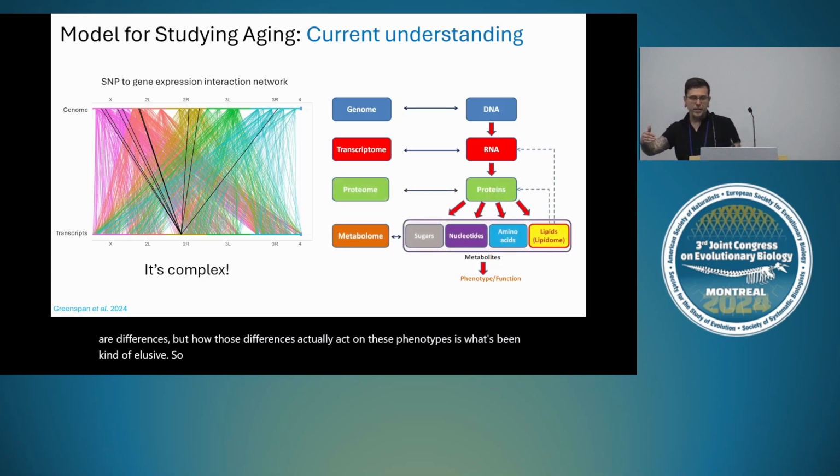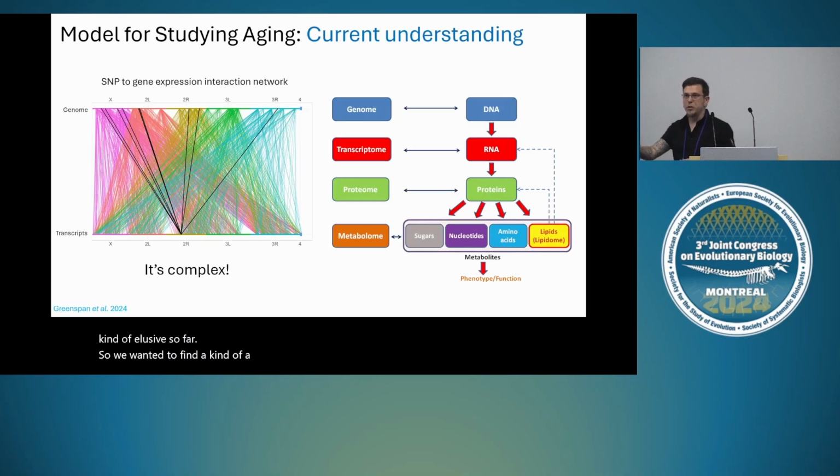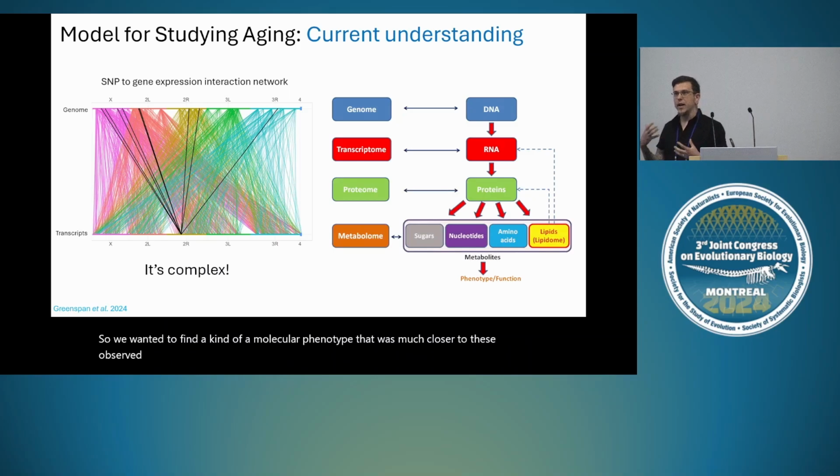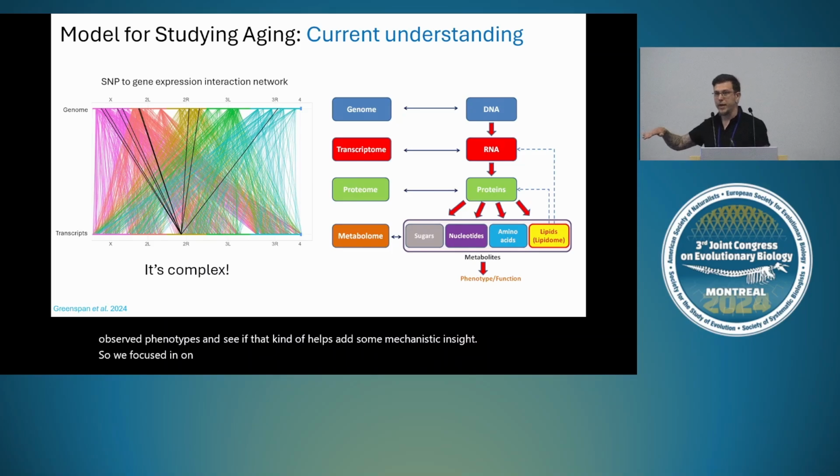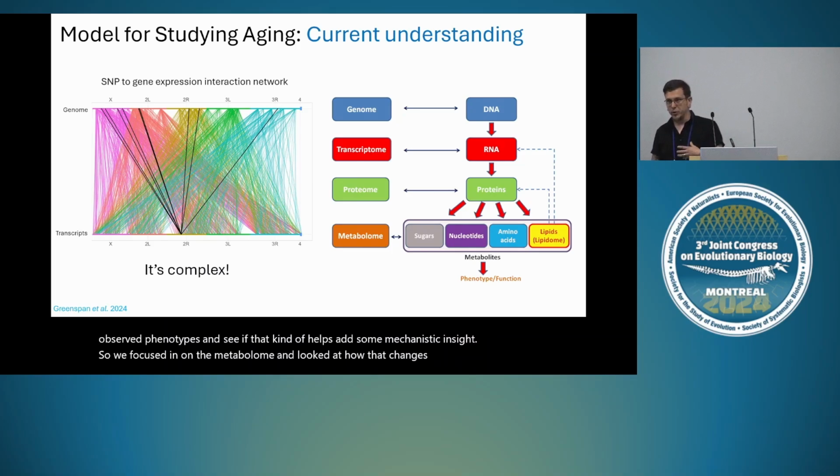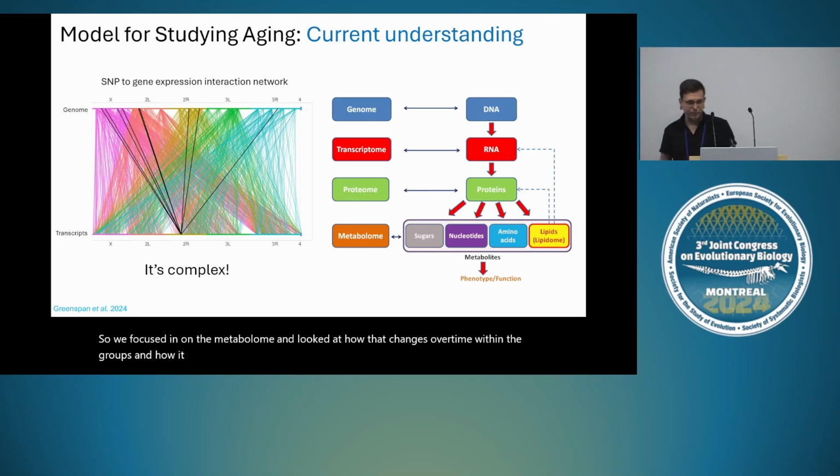So we wanted to find a molecular phenotype that was much closer to these observed phenotypes and see if that helps add some mechanistic insight. So we focused in on the metabolome and looked at how that changes over time within the groups and how it compares between the groups.